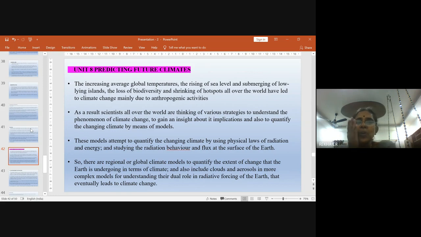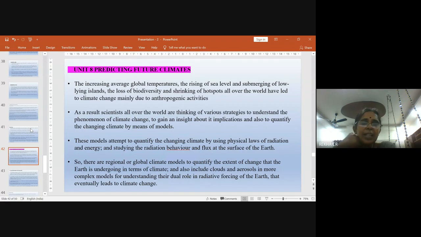So as we all know, with human activity there is an increase in the global temperature. There is a rise in the sea level and submerging of low-lying islands, the loss of biodiversity and shrinking of hotspots all over the world. It has led to climate change, mainly due to anthropogenic activities.